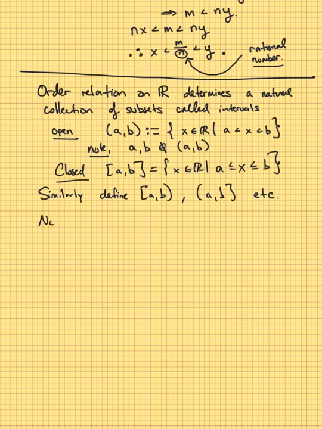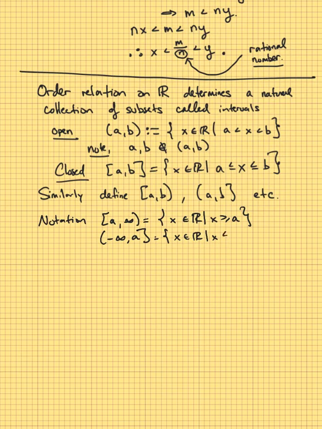So for notation, we write [a, infinity) to be the x in R where x is greater than or equal to a, and (minus infinity, a] to be the x in R where x is less than or equal to a. Of course, infinity is not a real number, but this is just our notation for these sets.